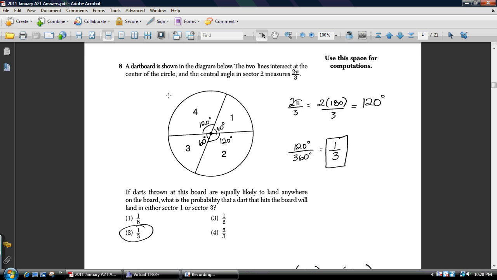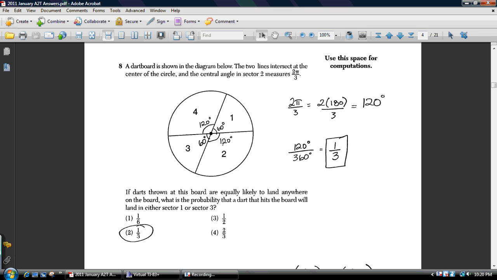This one right here is a probability question. It tells you that the measure of the angle in sector 2 is 2 pi over 3, and I converted that into degrees. Remember, you convert from radians to degrees. A cheap shortcut is you can just sub 180 in for pi. Sub that and get 120. Okay. So now, there are 360 degrees to a circle. That's how much is allowed for all of these 4 angles added together.